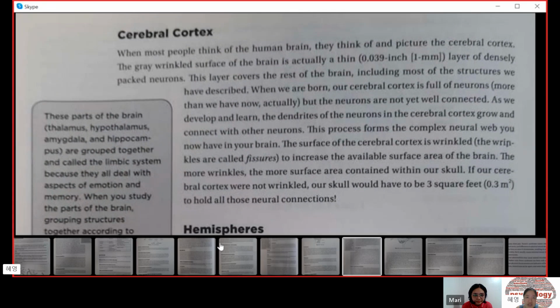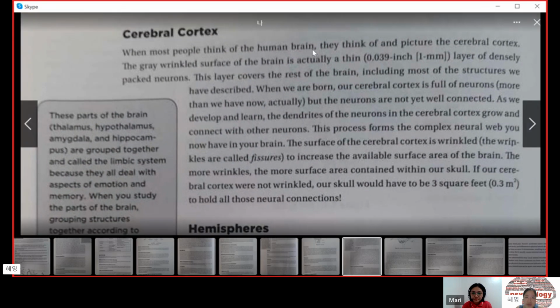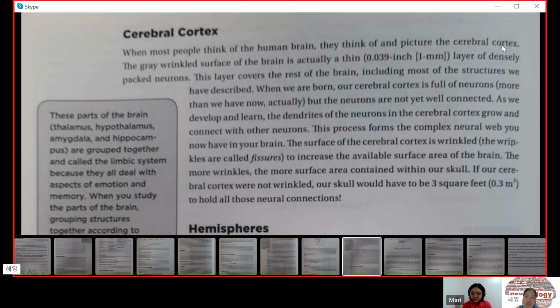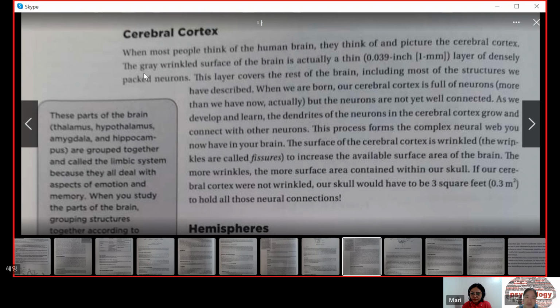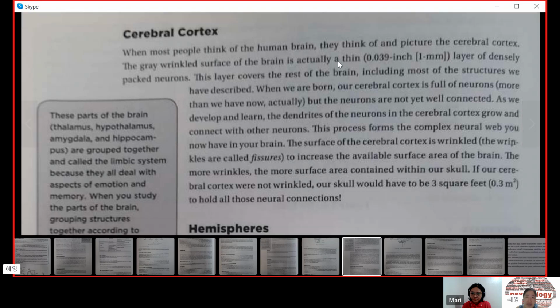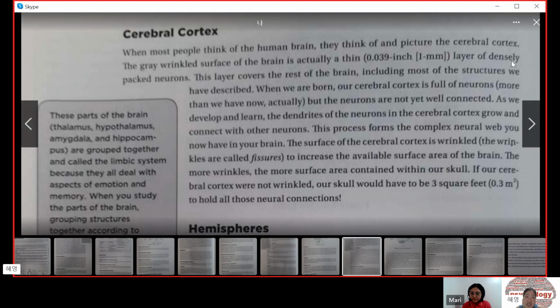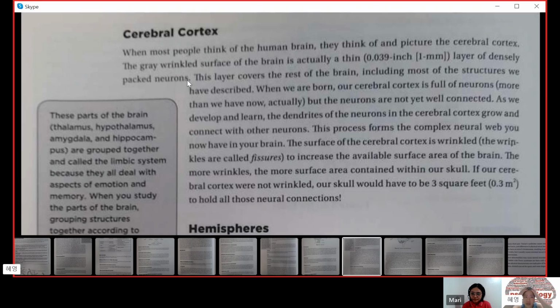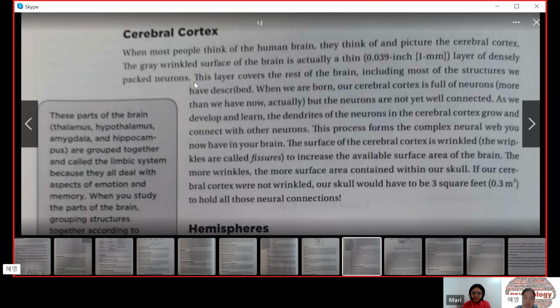So when most people think about the human brain, they picture the cerebral cortex. Yeah, they usually think of that. And the gray wrinkled surface of the brain is actually a very thin layer of densely packed neurons. There's a lot of neurons, and the neurons are connected to each other. And also there are a lot of wrinkles. This layer covers the rest of the brain, including most of the structures we have described.